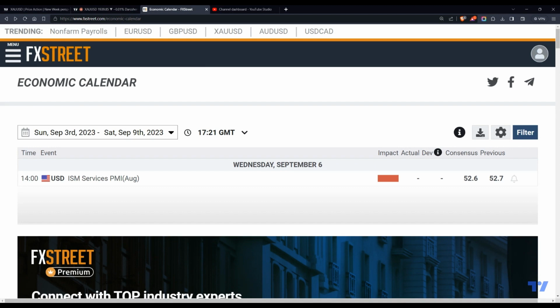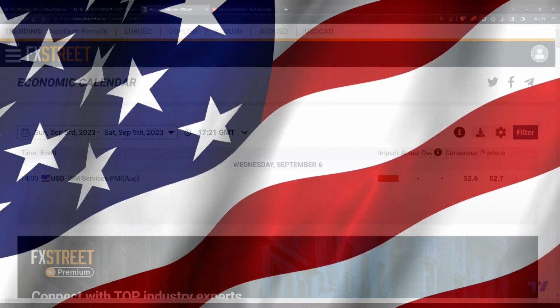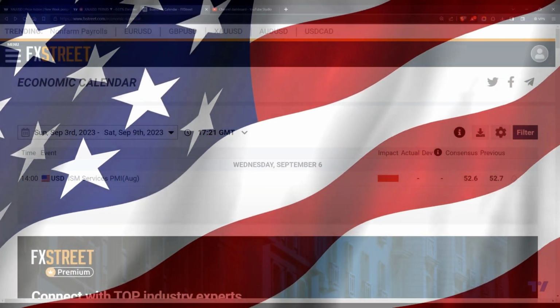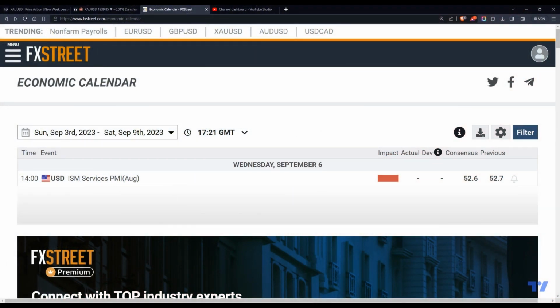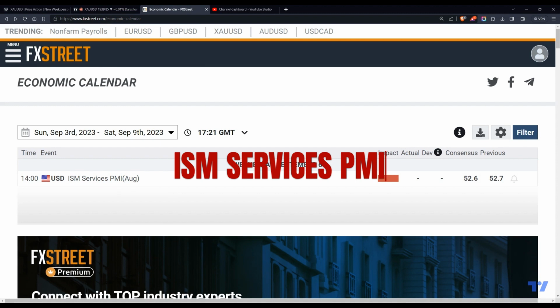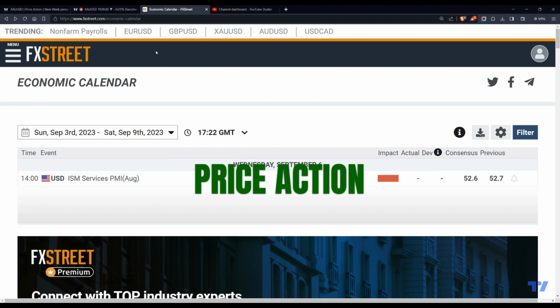So, on the economic calendar right here, we shall be focusing on high impact events from the US economic docket. And for the coming week, we only have one single high impact event, and that is the ISM Services PMI. This is the Institute for Supply Management Services Purchasing Managers Index, and it is a monthly economic indicator that measures the health and activity level of the services sector in the United States. So, this is one event we shall be looking forward to, and of course, the anticipation of this event will reflect on the chart as price action.